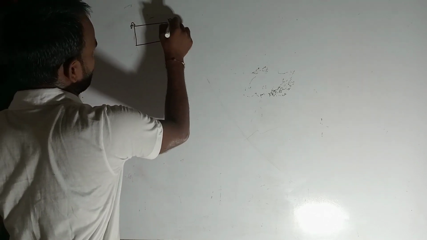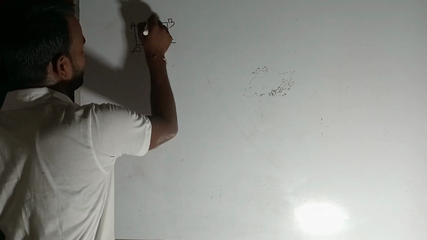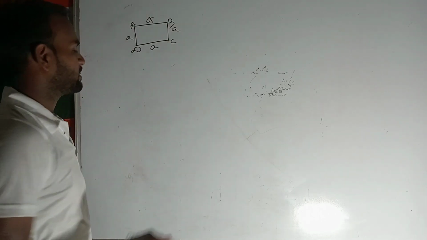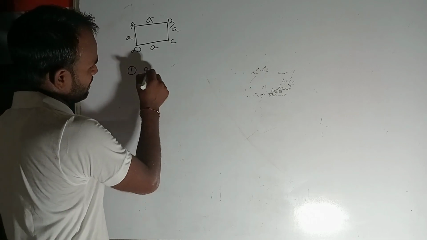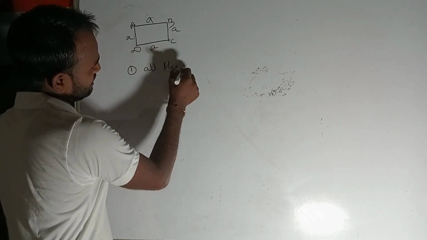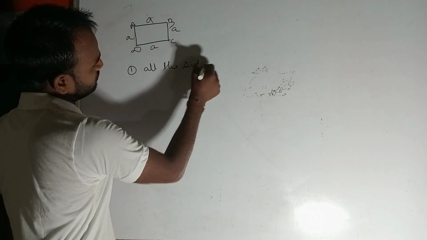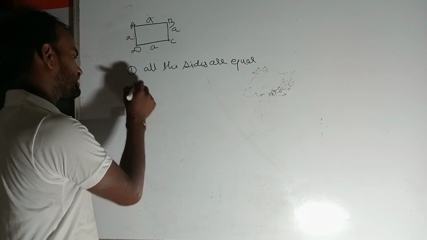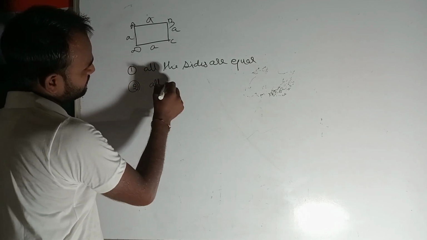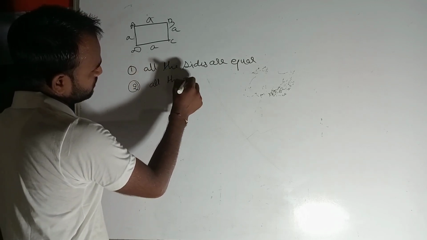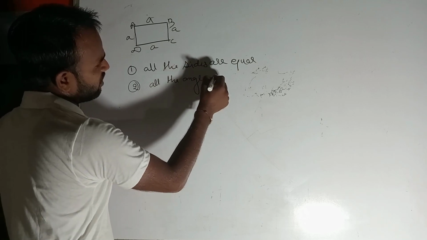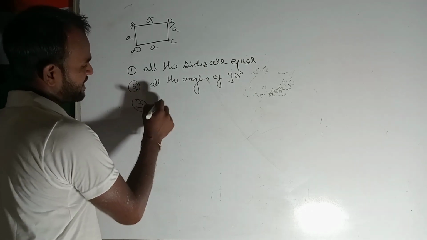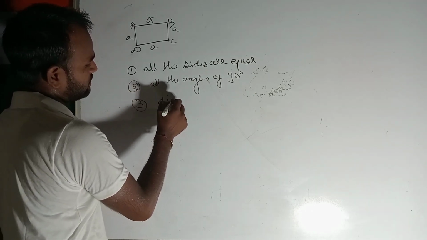Let this be A, B, C, D. It is the square and A will be the side of the square. The basic properties are: first, all the sides are equal. The second property is that all the angles are 90 degrees. The third property is that the diagonals bisect at 90 degrees.